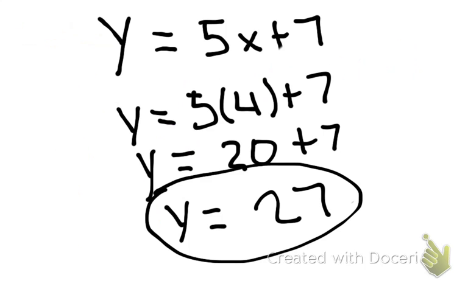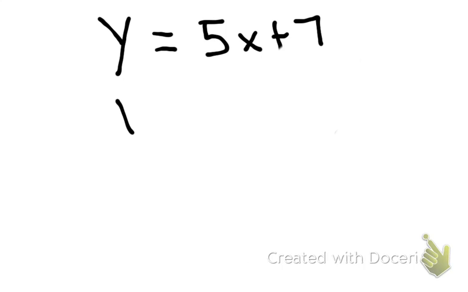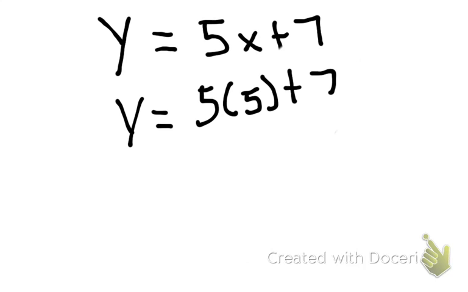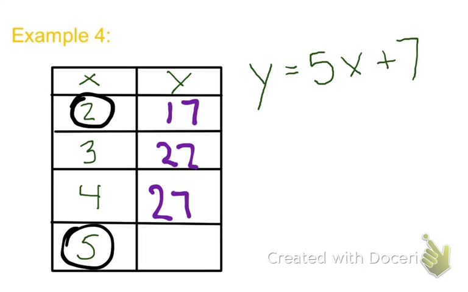Now let's plug in 5. So y equals 5 times 5 plus 7. 5 times 5 equals 25 plus 7. Y equals 25 plus 7 equals 32. So the answer for 5 is 32. So this is how you got your table, and that's the answer.